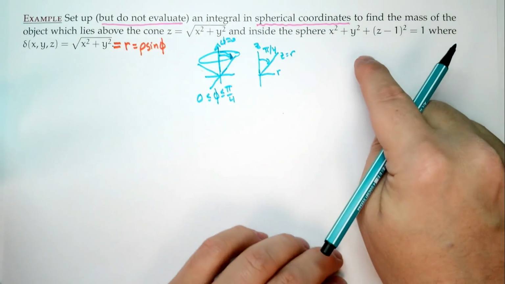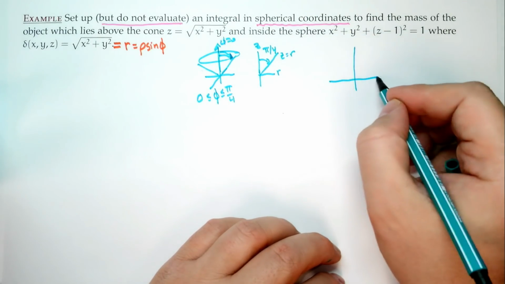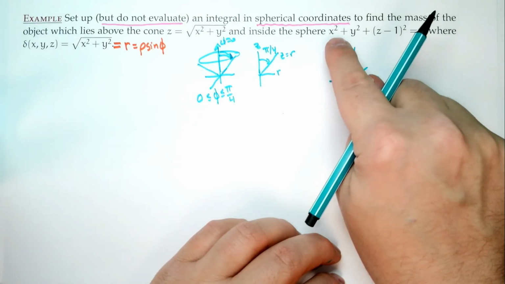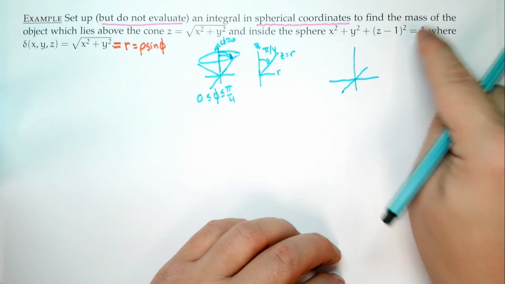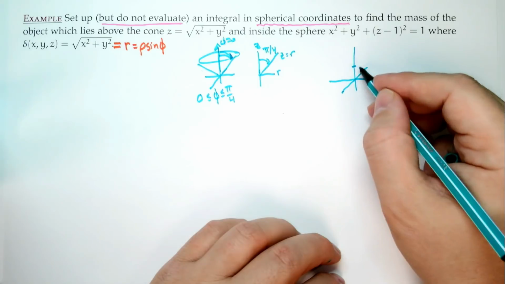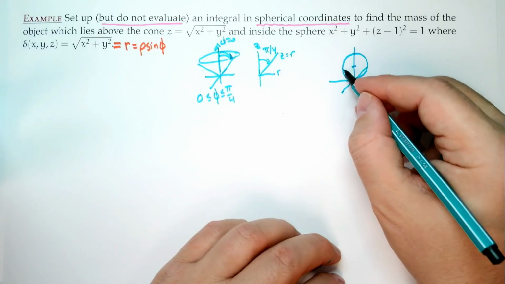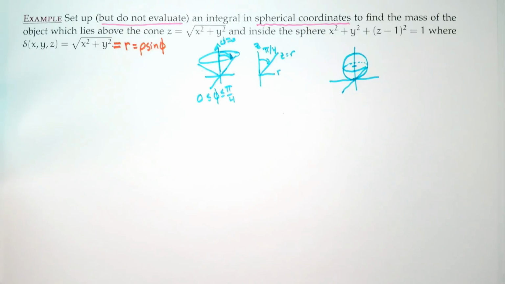Now let's get to our sphere. Let's start by talking about what the sphere looks like in Cartesian. The center of the sphere is at 0, 0, 1. The radius of the sphere is 1. So you move up by 1, and then you put a sphere sitting right there. Okay, so there's our sphere. It's kind of like a unit sphere, but it's been moved up. So instead of the center being at the origin, now it's sitting so that the bottom rests at the origin.